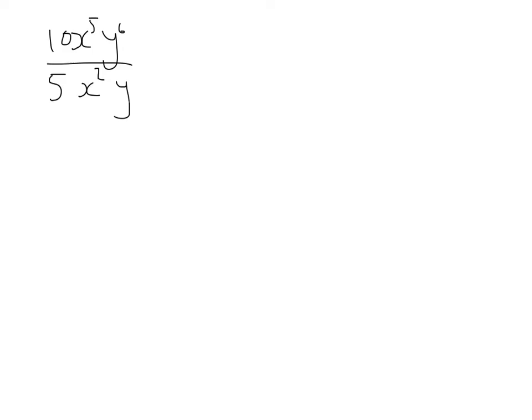This time, unlike before, we have a mixture of numbers and then different kinds of letters as well. In this example, x's and y's. But we're going to apply exactly the same rules and exactly the same strategy that we did in the previous videos. So we begin by simplifying the numbers only.